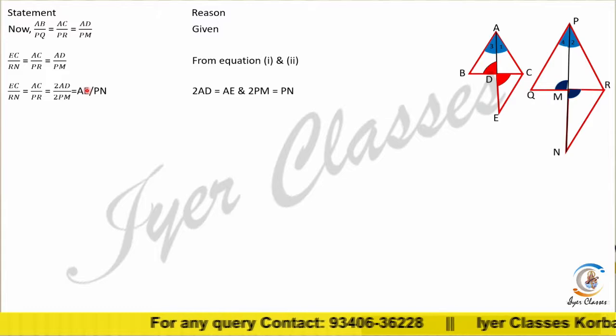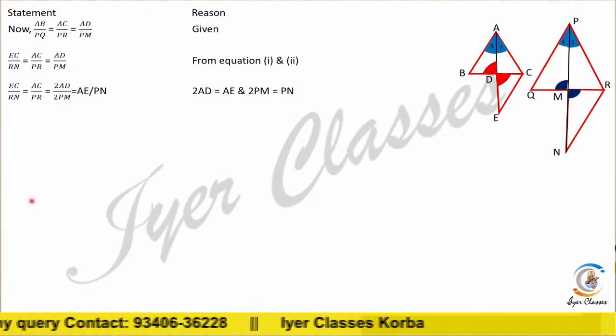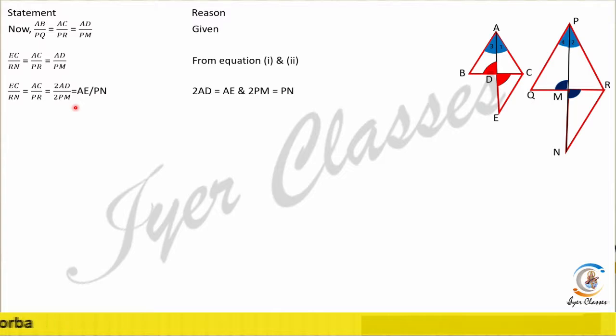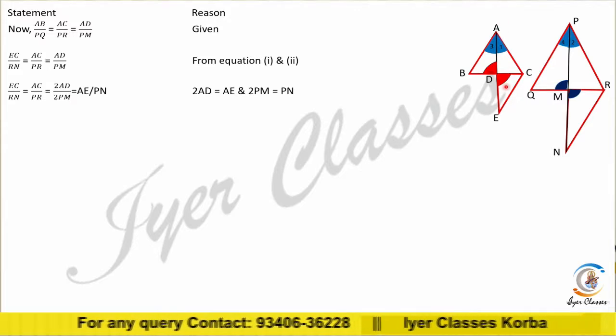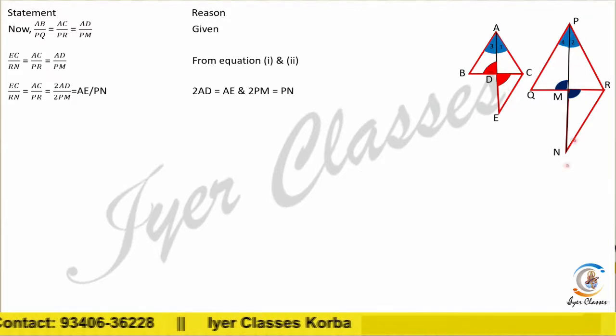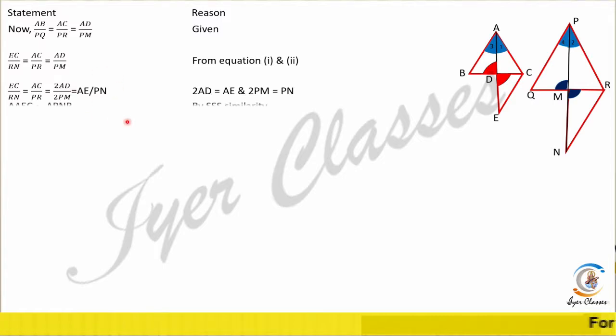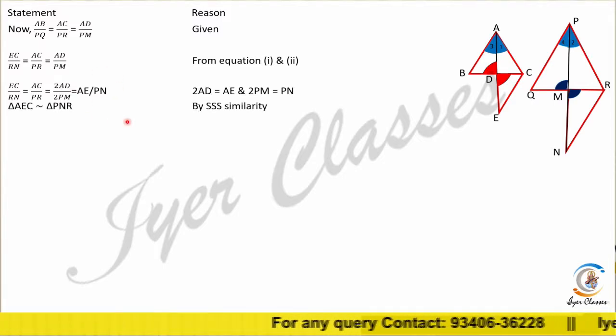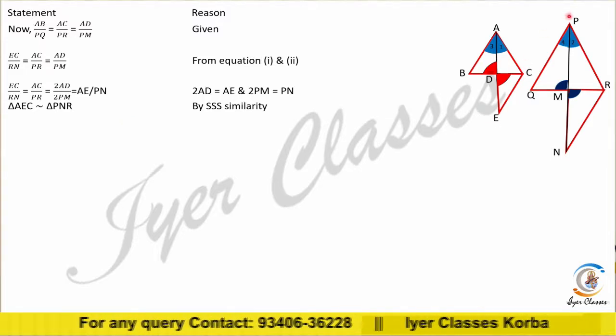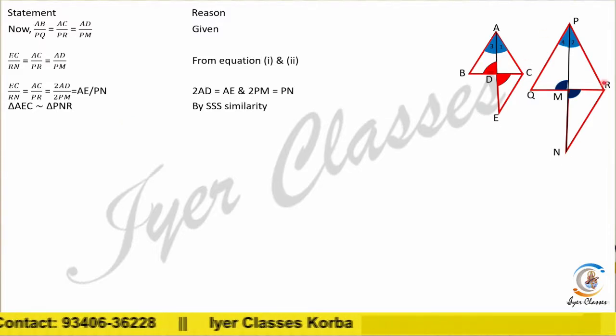Now, instead of AD by PM, can I write 2 times AD by 2 times PM? You're multiplying 2 to both numerator as well as denominator. But what is this 2 times AD? It is equal to AE. And what is 2 times PM? It is equal to PN. So substitute this value and then we will have triangle AEC similar to triangle PNR by SSS similarity.